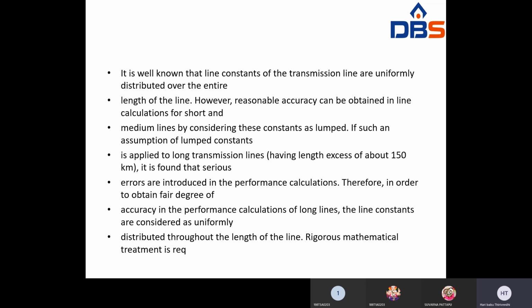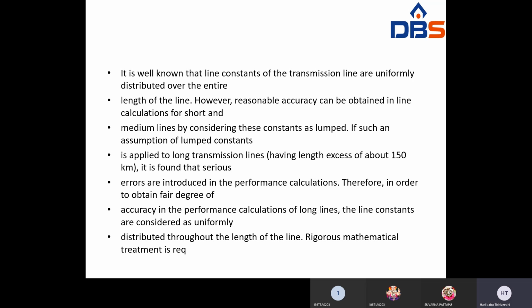However, a reasonable accuracy can be obtained in the line calculation for short and medium lines by considering these constants as lumped, right? So line parameters are lumped parameters in the medium transmission line, but here uniformly distributed parameters. If such an assumption of lumped constants is applied to long transmission lines, that means length greater than 150 or 160 kilometers and voltage greater than 100 kilovolts, it is found that serious errors are introduced in the calculation.